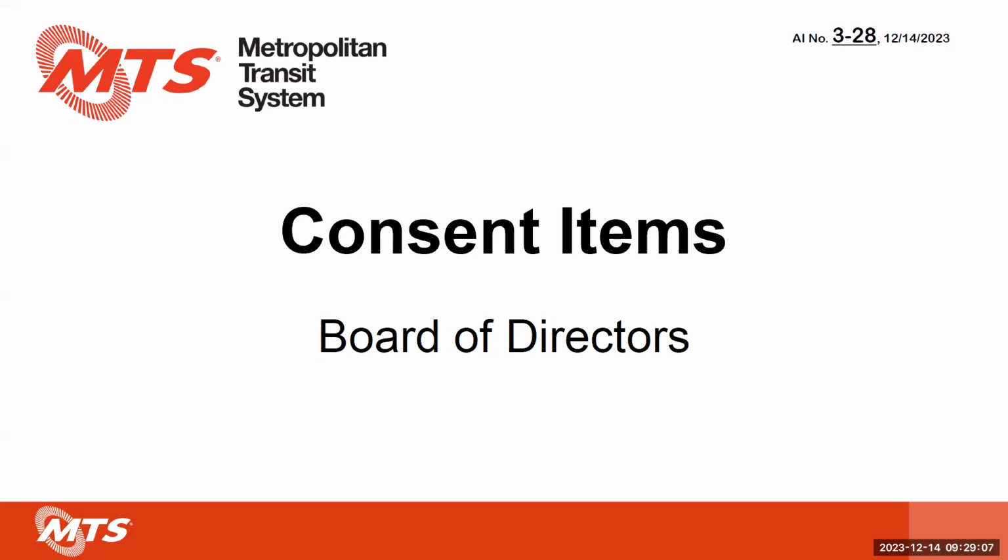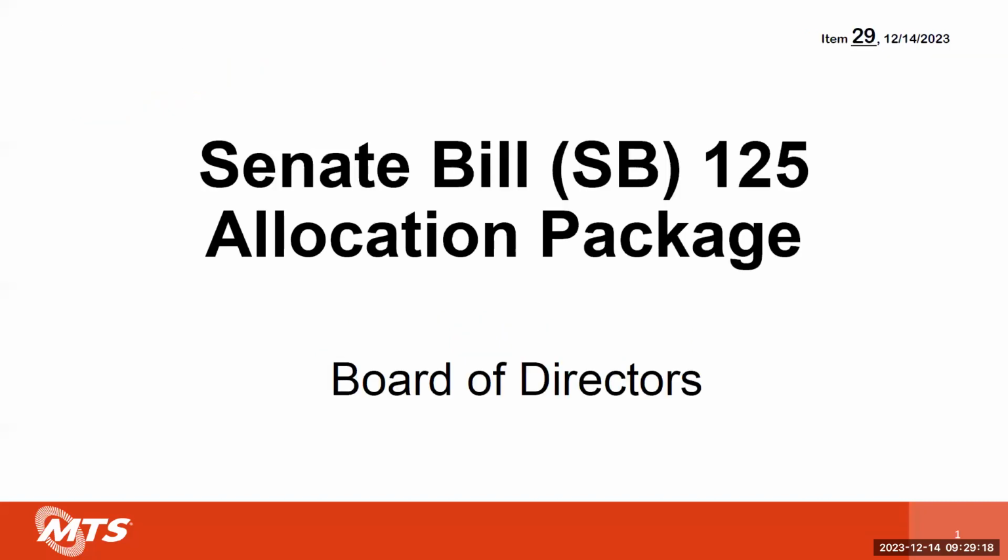That concludes our discussion on the consent agenda. We are going to go ahead and move on to item number 29, which is the Senate Bill 125 allocation package. This is an action item for the board's consideration. We have discussed this previously. Last week, the executive committee voted unanimously to recommend board approval of this package as presented. And to walk us through it, we'll invite Dennis Desmond to present the item.